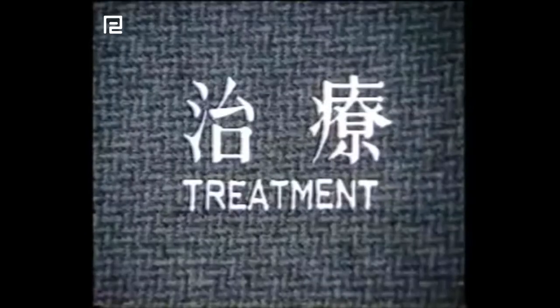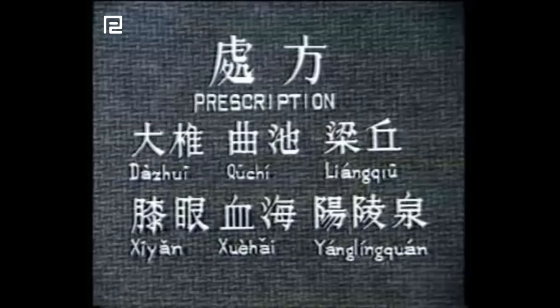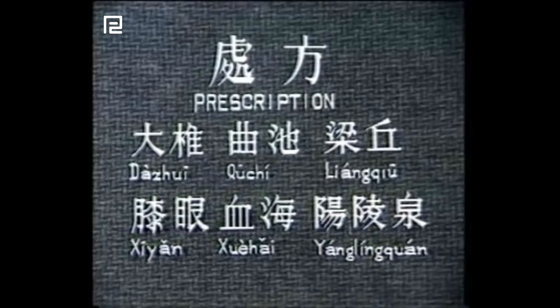For treatment, points Da Zhui, Du 14, Qu Chi, large intestine 11, Liang Qiu, stomach 34, Xuehai, spleen 10, Xiyan, extra point, and Yang Ling Quan, gallbladder 34, are needled with a reducing method to expel heat and regulate the meridian.